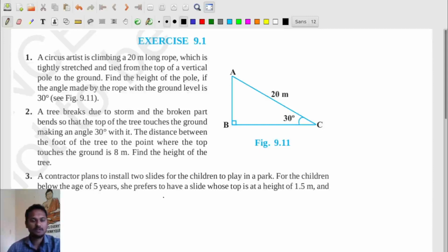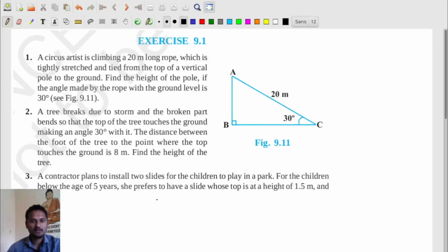In this video, we will solve the exercise questions from application of trigonometry. So here I don't take any basic concept. I hope you guys are comfortable with all the basic concepts of trigonometry. I will directly start with the questions here.